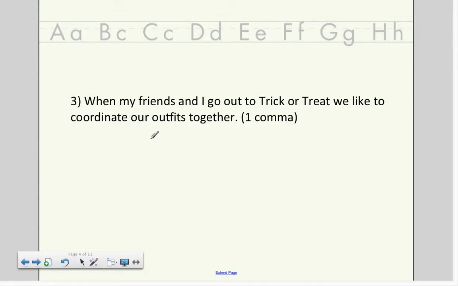Number 3. Now remember, this is one of those words we have to look for, when. It's a subordinate conjunction. And if you listen to the sentence, you'll see where the comma goes. When my friends and I go out to trick or treat, we like to coordinate our outfits together. See how the pause comes right here? So we need a comma right there.